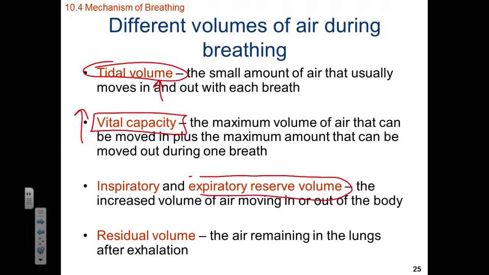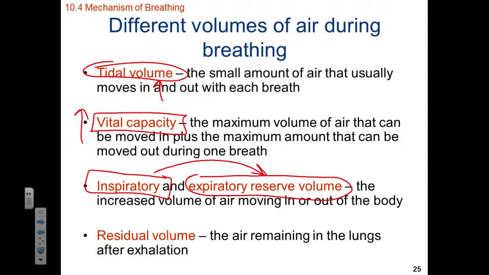Or let's say you're at rest and you're just sitting there and you breathe in a little bit, and then you decide that you want to breathe in a little bit more. That extra amount of air that you can inhale is called the inspiratory reserve volume.